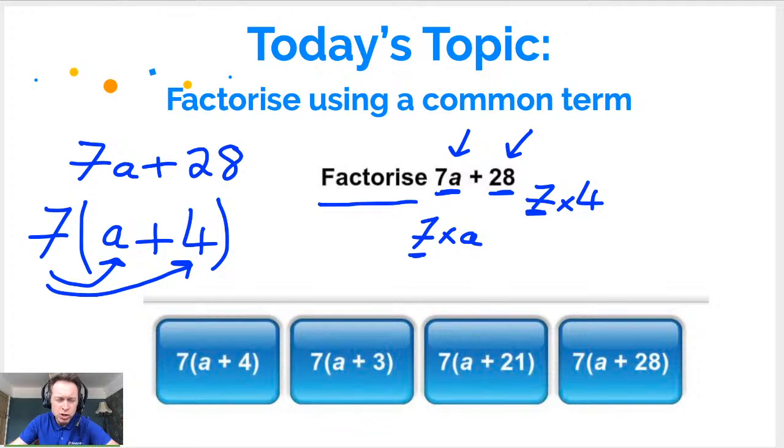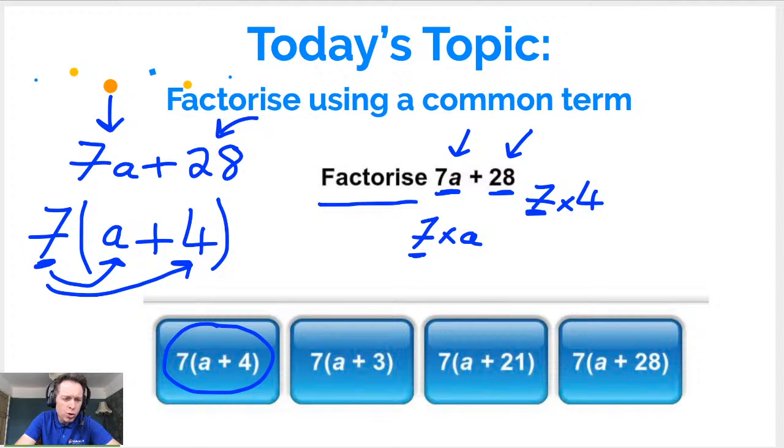I've put it into brackets. And you can see the correct answer is this one just here. So that's what factorising is. It's finding the common factor, what's in 7a that's also in 28, writing it down, and then putting a bracket afterwards so that when you multiply it out, you get the same answer.